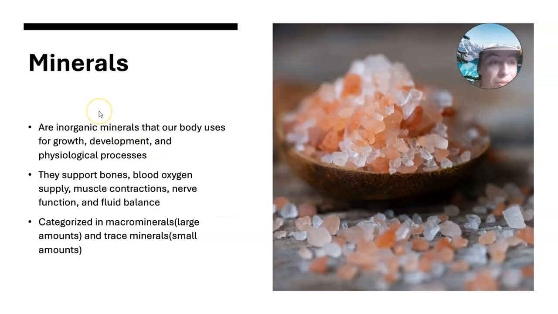Okay, next up, minerals. They are inorganic minerals that our body uses for growth, development, and physiological processes. And they help us support bones, blood oxygen supply, muscle contractions, nerve function, and fluid balance. They are categorized in macro minerals, which you need in larger amounts, and trace minerals, which you need in smaller amounts.